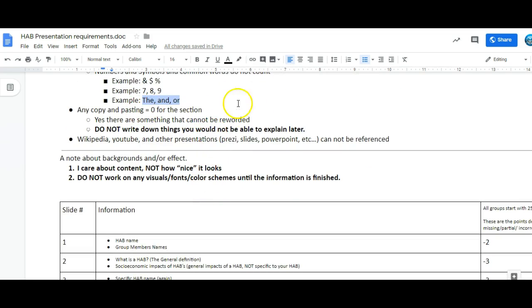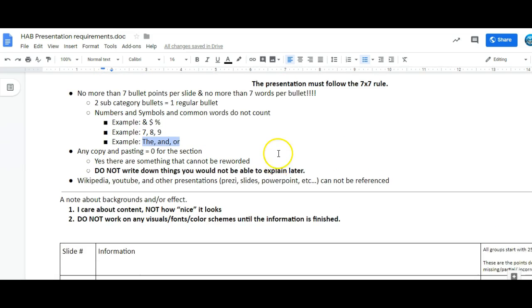Just remember, copying and pasting, you're going to get a 0 for that section. This is typically not a problem when you're going by the rule of 7x7. Now, if you're wondering, wait a minute, I copied and pasted the scientific name. That's fine. Like I said, there are some things that there is no way to reword, like a scientific name. But if you're copying and pasting whole bullet points, then we might have a bit of an issue. So stay away from prices and slideshows because, again, you don't know if they're right or wrong.